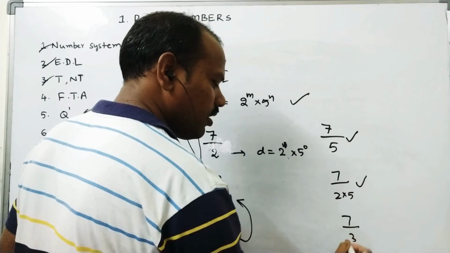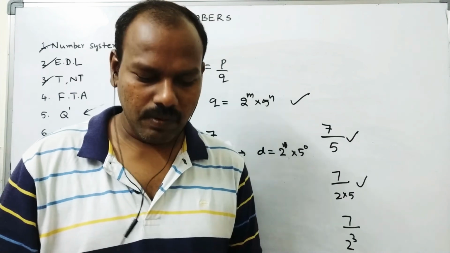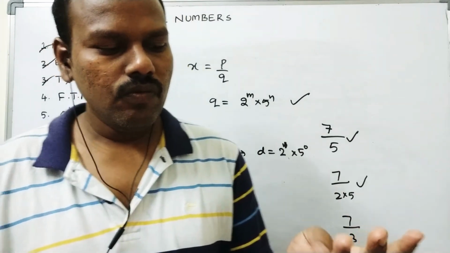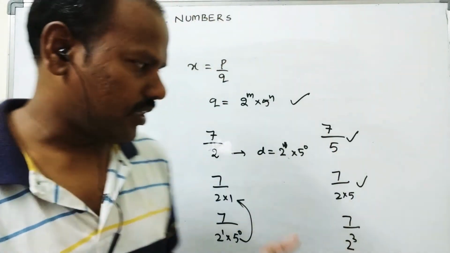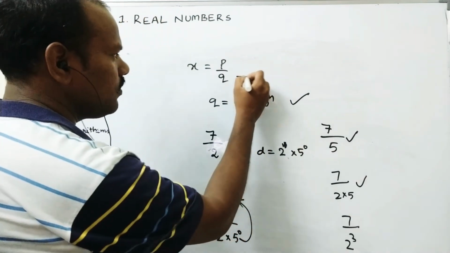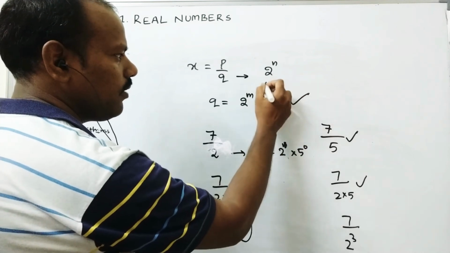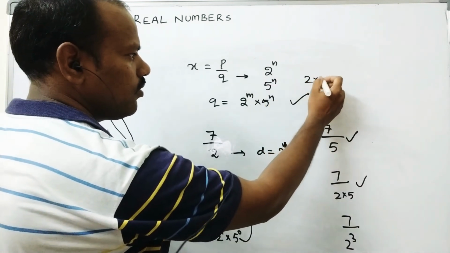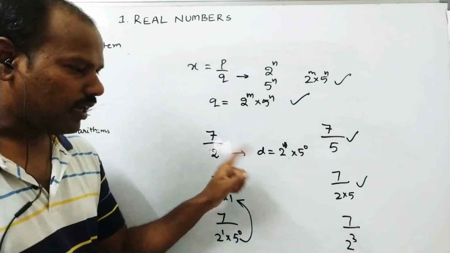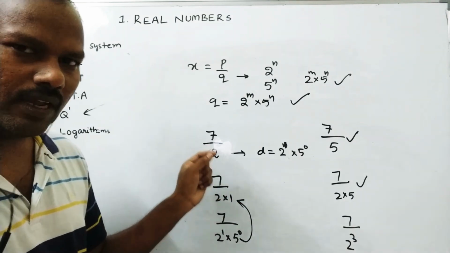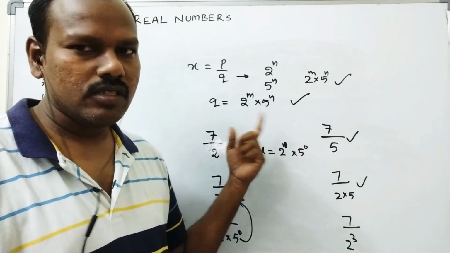7 by 2 power 3, which is 8, is also terminating. The powers of 2 are 2 power 1, 2 power 2, 2 power 3: 2, 4, 8, 16, 32, and so on. If the denominator can be written as 2 power something or 5 power something, or 2 power m into 5 power n, then it is always terminating. If you have any number other than 2 and 5, try to cancel it after doing prime factorization. Otherwise, it is not terminating.